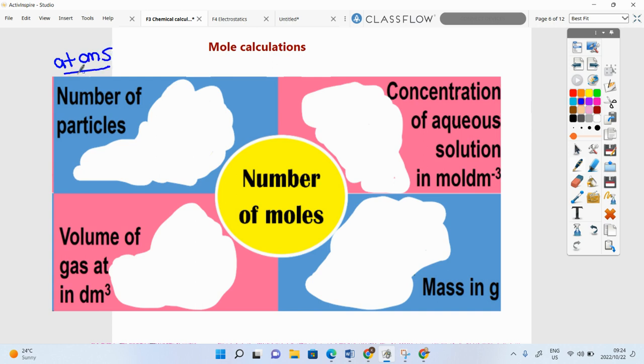So if you see particles, then you're going to use which equation? n equals N over NA. Good. And we give you these formulae on your information sheet, so you've got no excuse to use the wrong one. We give it to you. n is capital N over NA. Okay, so that's the one we're going to use.